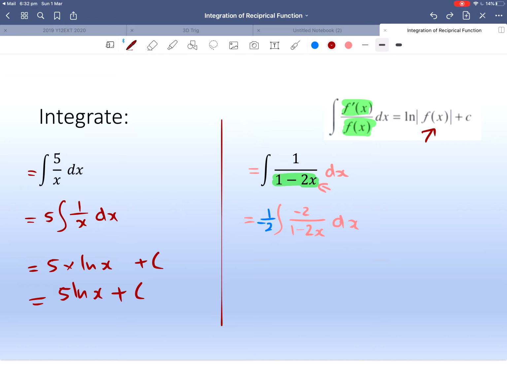I can't do that with an x. I can only do that with a number. Okay, and -1/2 is certainly a number. Hopefully that makes sense. That's the tricky part about this lesson.